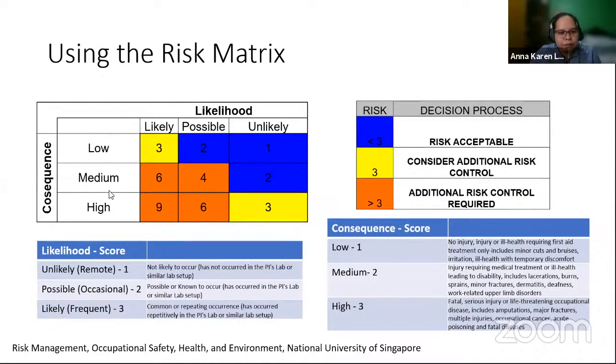If you have a grading system, if it's not likely to occur, then the score is 1. If it's possible, 2. Likely, 3. And if the consequence is minor, then the consequence score is low, 1. If it's possible to have lacerations, burns, and other work-related injuries that require medical treatment, that is considered 2. If it's something that can be fatal, life-threatening, or can cause permanent disability, then that is consequence score 3. And from there, you will be able to make use of this matrix.